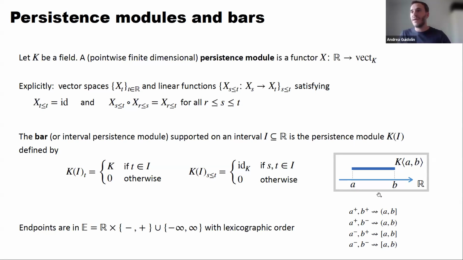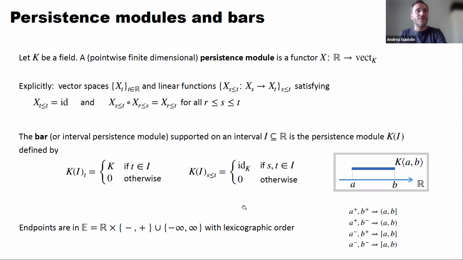So here's a picture for a bar, which again is a persistence module in this talk. The bar starts at A and ends at B. I will denote it in this way with these brackets. This is because we don't know what type of endpoints we have in the interval. It can be left closed, left open, and all combinations of closed and open on the right as well.